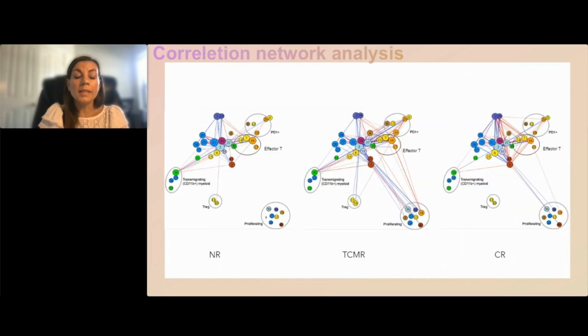We also studied the cell-to-cell interaction, and here it's pretty evident that in TCMR, there are a lot of interactions that can be either avoidance, blue lines, or attraction, red lines, when compared to non-rejection and chronic rejection. In particular, in TCMR, there is a lot more interaction between effector T-cell and PD-1 T-cell that probably try to dampen the immuno-inflammatory response.